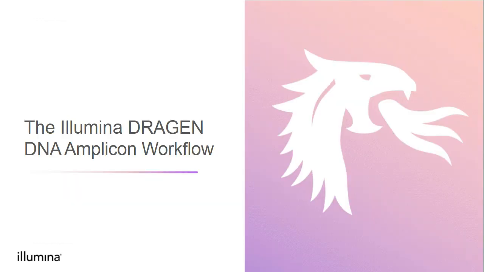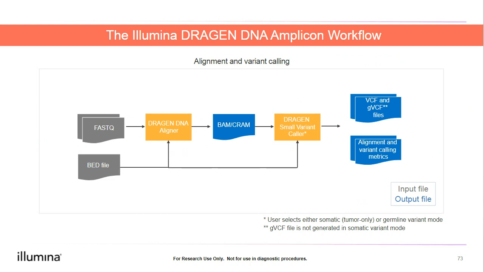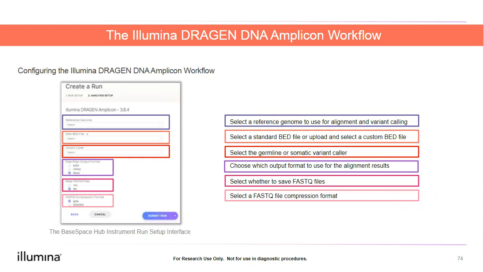Our next newly introduced workflow is a DRAGEN DNA Amplicon workflow for the NextSeq 2000. The DRAGEN DNA Amplicon workflow requires DRAGEN version 3.8.4 and above and requires a bed file as input. All the standard bed files available will be in the DNA bed file drop-down menu, and they're compatible with the HG19 reference genome only.